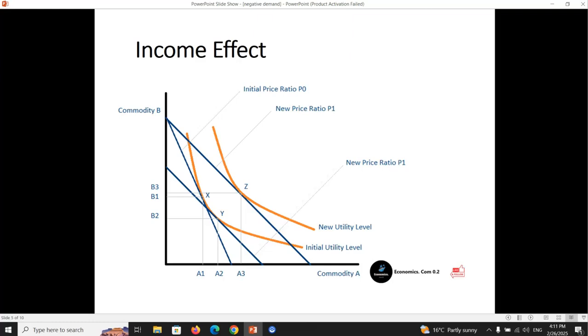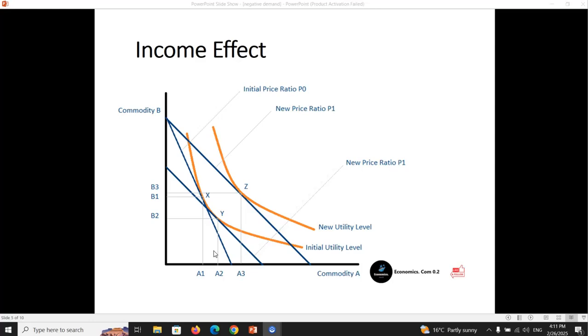Now the orange curves. The orange curve is called an indifference curve, represented in orange color. That's why I call them orange curves. This curve represents the consumer's satisfaction level, meaning utility. The further outward the curve, the higher their satisfaction.